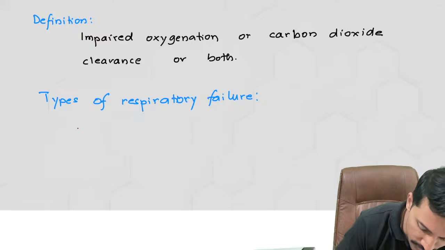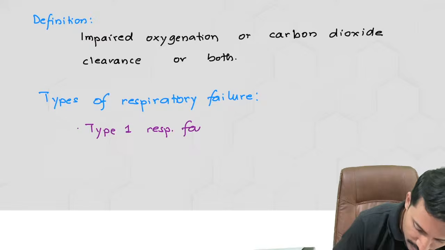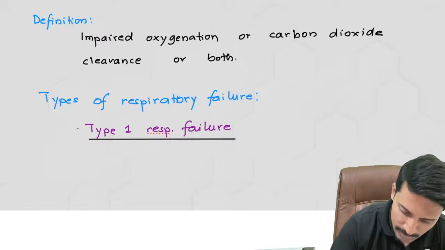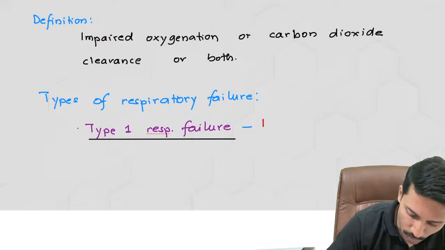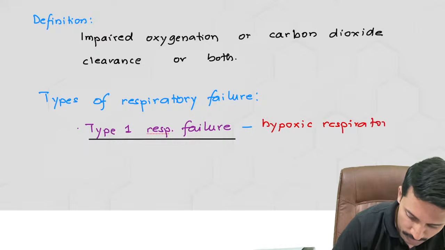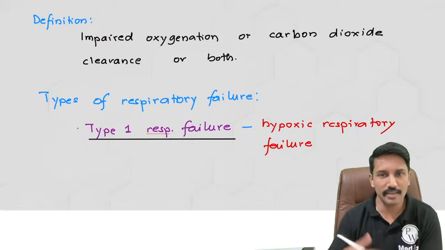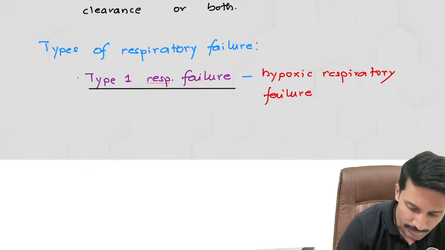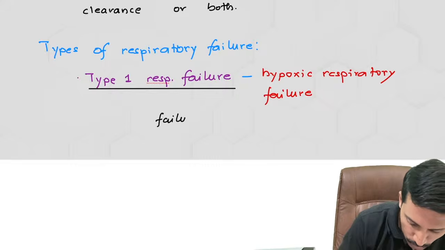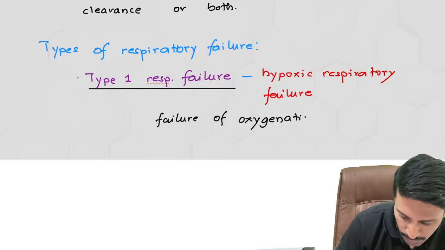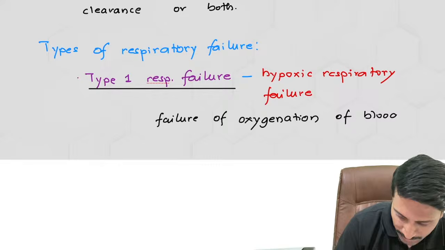So we'll start with the first one, which is type 1 respiratory failure. This is the most common type of respiratory failure. And this is also known as hypoxemic or hypoxic respiratory failure. So that means, what is the problem here? Is it carbon dioxide clearance failure or blood oxygenation failure? It is the failure of oxygenation of blood.